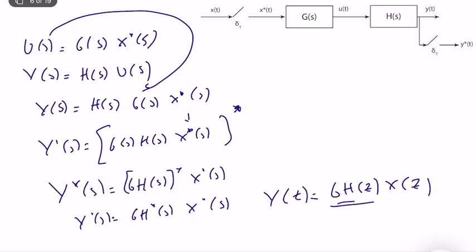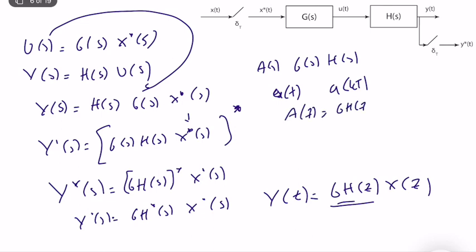In order to find GH of z, what I need to do is compute G of s, H of s, and let's call it A of s. I need to compute a of t, which is the inverse Laplace of this, compute a of kT, take the z transform, and this is my A of z, which is equal to GH of z. So it means that I cannot separately discretize G and H.